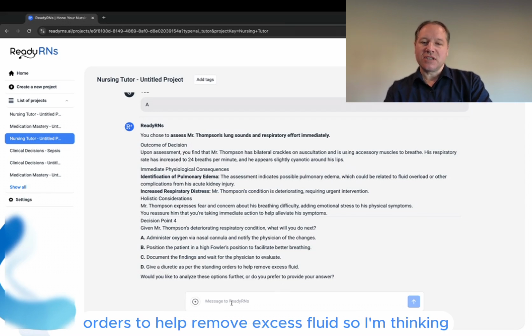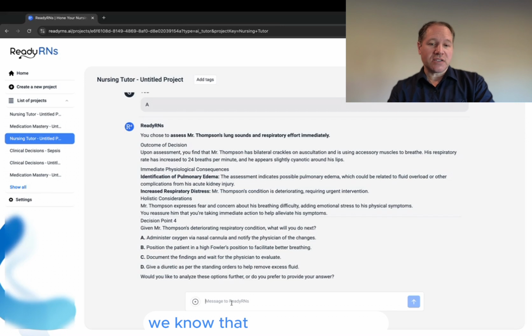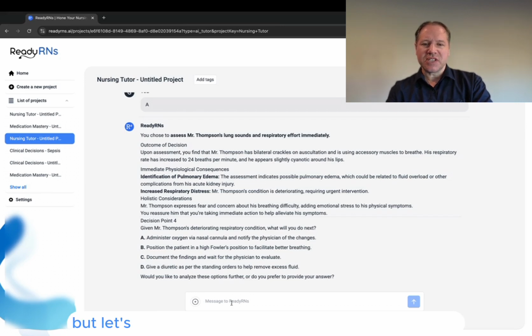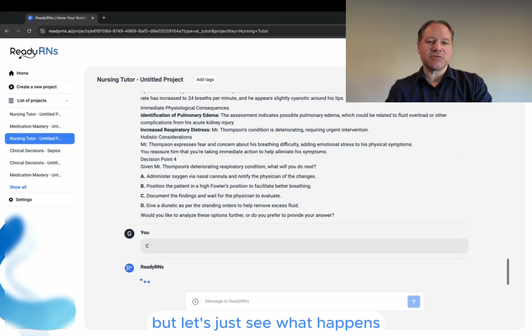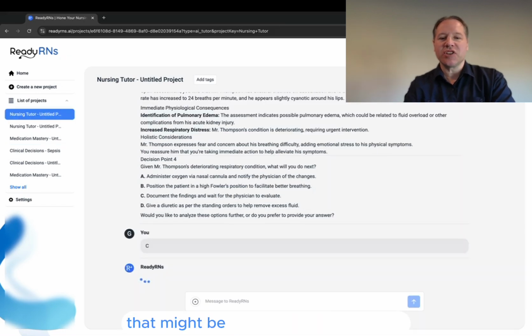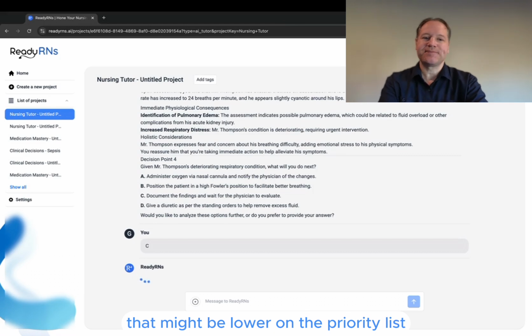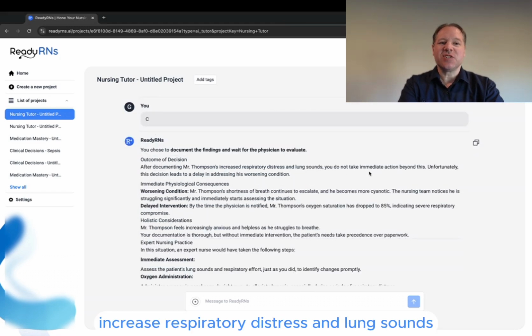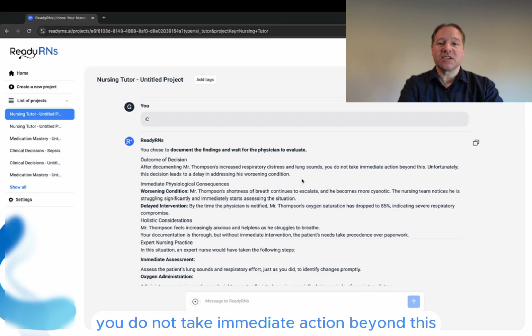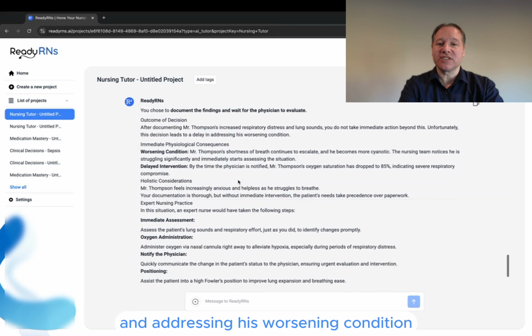So I'm thinking we know that it's probably the fluid, but let's do something that we probably shouldn't do, which is focus on documentation. There are higher critical things, but let's just see what happens if we do something that might be lower on the priority list. After documenting Mr. Thompson's increased respiratory distress and lung sounds, you do not take immediate action beyond this. Unfortunately, this decision leads to a delay in addressing his worsening condition.